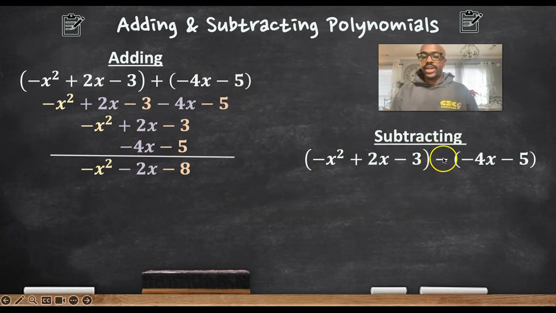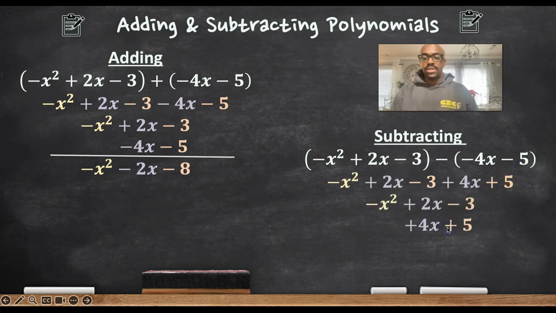So now let's go ahead and look at subtraction. We're going to change both of those signs, so that's a positive 4x now and a positive 5 now. Now when I stack them, the negative x squared will still come down as is because there's no other like term. 4 plus 2 gives me 6x, and then negative 3 plus 5 gives me a positive 2.